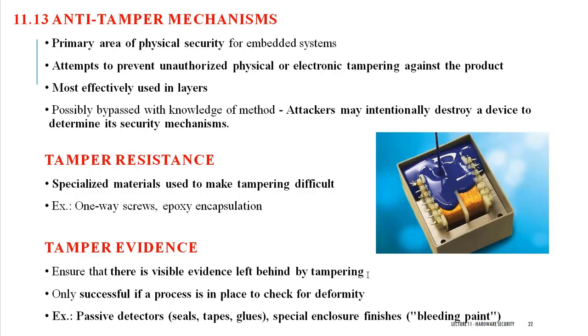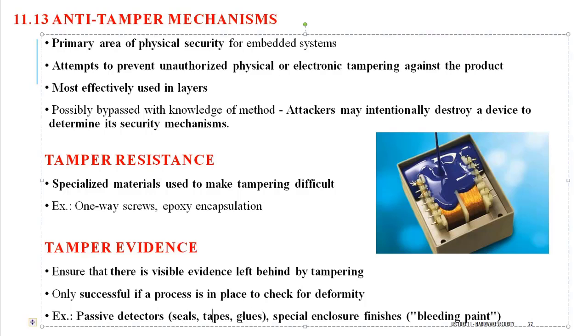Because of anti-tampering mechanisms, screwdrivers will leave scratches, or they will put tapes on it, so you must not break the seal. There will be a small message, and if you break it, they can easily understand the device is tampered. It is successful if a process is in place to check for the deformity. There are many techniques available, like seals, tapes and glues, which you can use for tamper evidence.